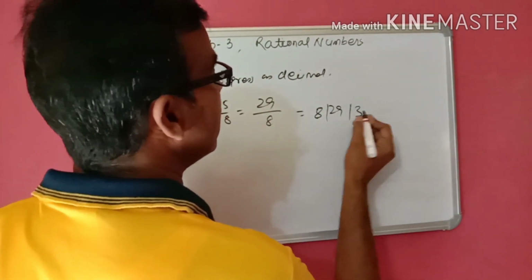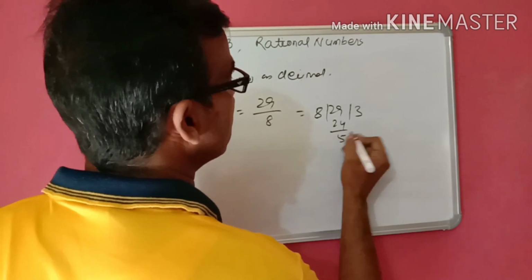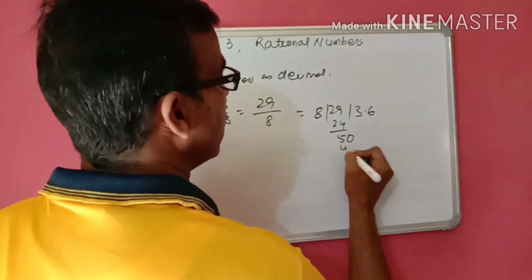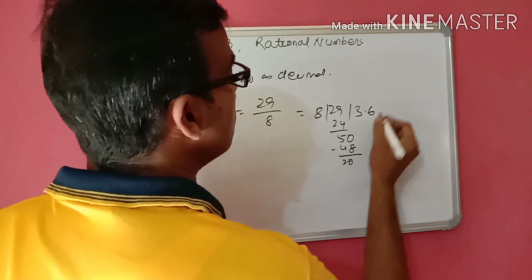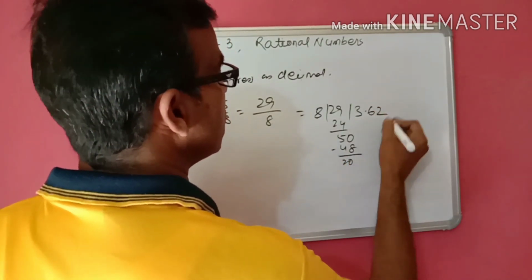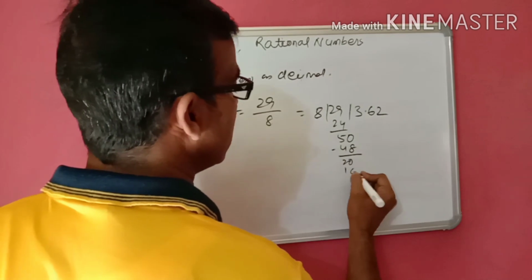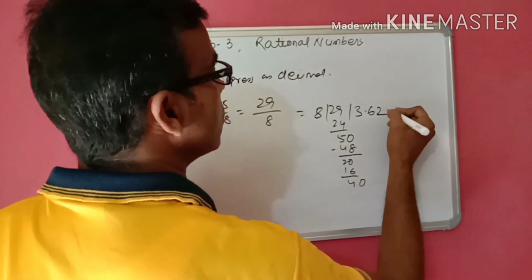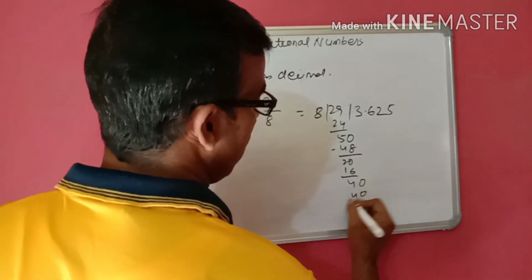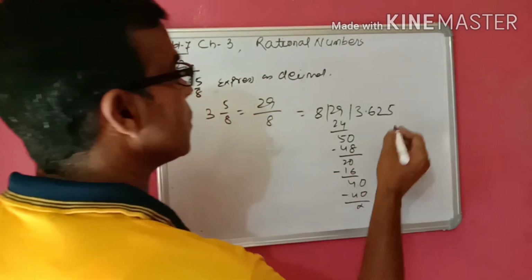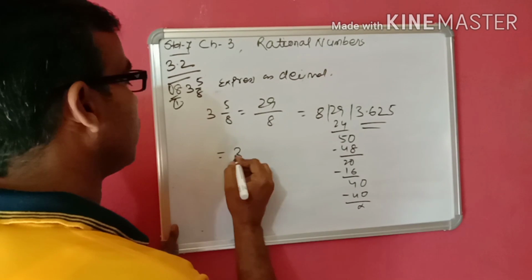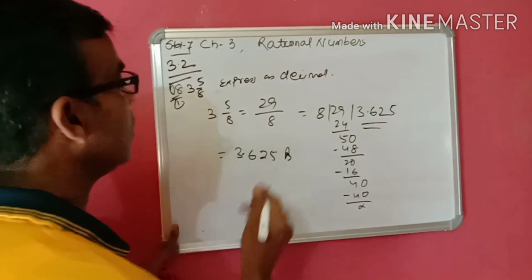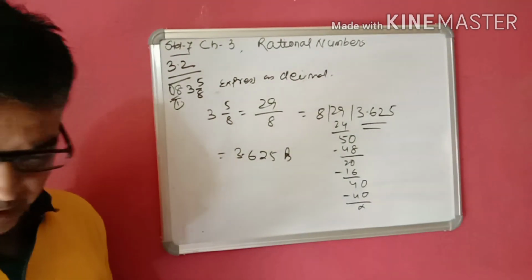So this is 3. 24, this is 5, take the decimal point. 48, 2, this is 16, this is 4, means 0, so 3.625. So this is your required answer in decimal form. Write down please.